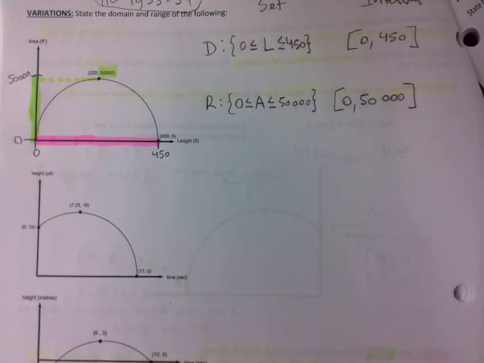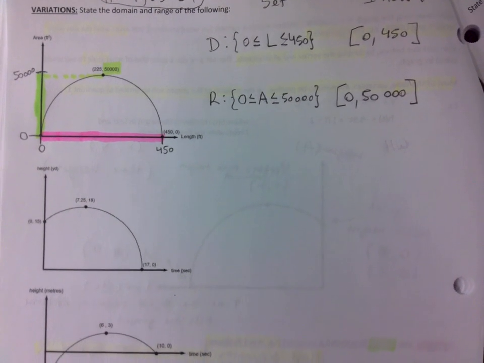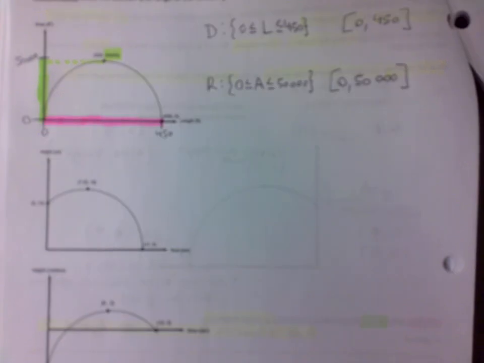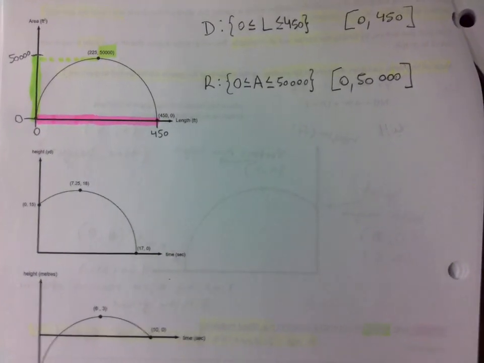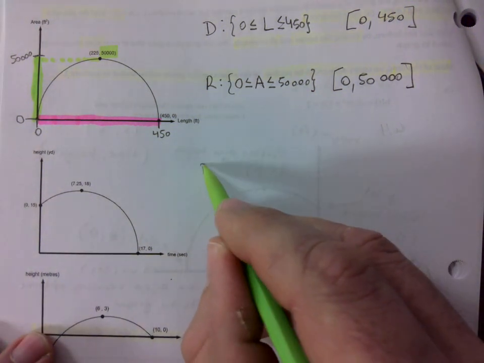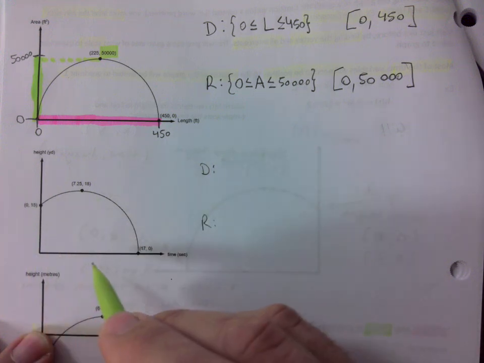So domain and range, one more time, take two, okay? This is something you're gonna have to practice. There's no way around it. And here we go. So hopefully you did it. Okay, so we have our domain and we have the range for this particular scenario.